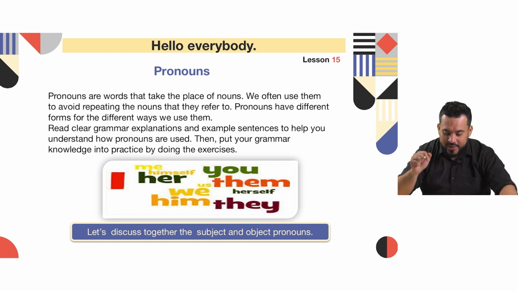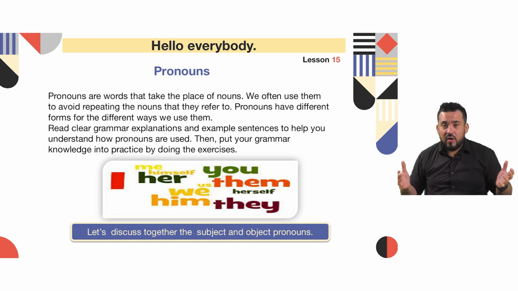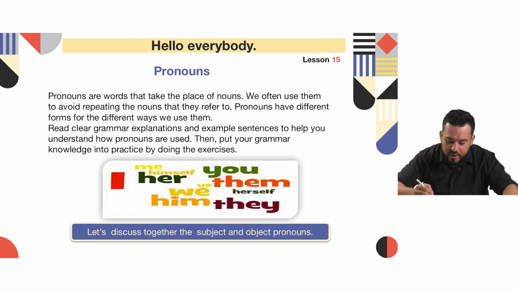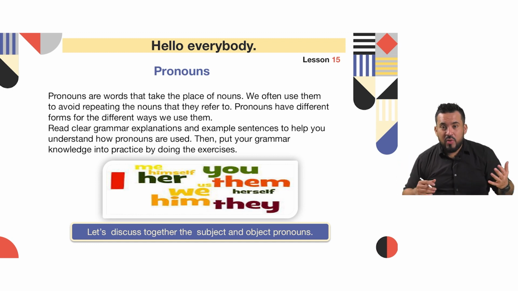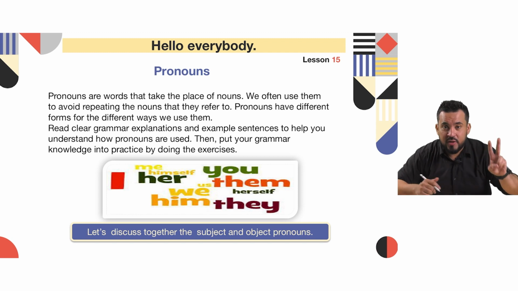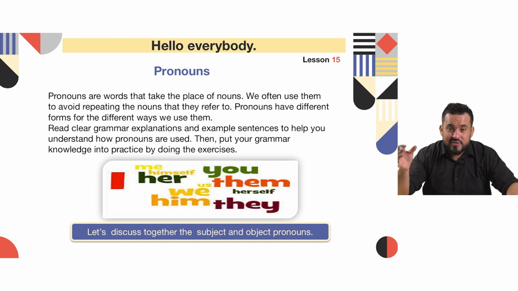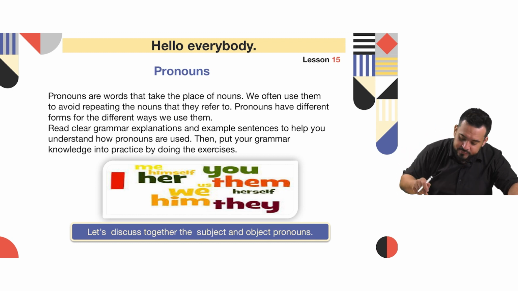Now, let's take a look at pronouns. What are pronouns? We said that pronouns are words that take the place of a noun. They replace a noun. So we have more than one type of pronouns. Today we will talk about two pronouns, which are the subject pronoun, which we have previously covered, and the object pronouns, which we haven't covered yet.